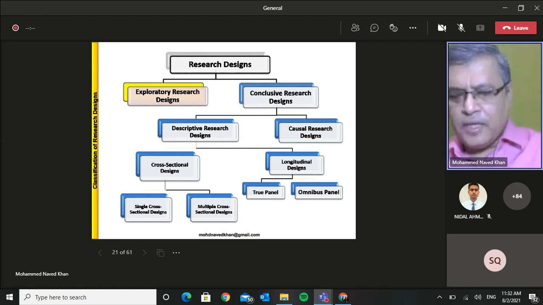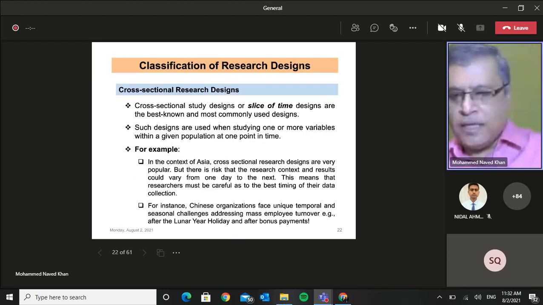If you recall, we have already discussed in detail up to this point the exploratory design, and we have also started discussing conclusive designs. And in that, we were discussing the cross-sectional designs and longitudinal designs. So now let us go slightly deeper into these types of designs, and we will see what we mean by these cross-sectional designs and longitudinal designs.